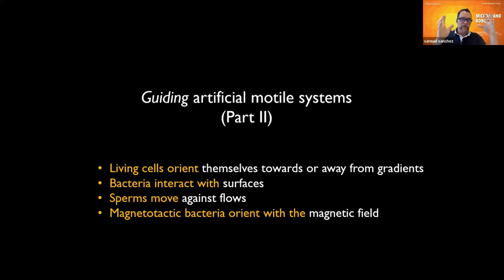So we look back into nature again. Living cells orient themselves towards chemical gradients. That's called chemotaxis. Bacteria interact with surfaces, sperm move against flows, and magnetotactic bacteria orient themselves with magnetic fields. So why not study these four different phenomena in our system? I'm not going to talk about chemotaxis. There's a lot of controversy here, whether a particle can chemotax or not. We tried ourselves, and we reported it like 10 years ago. Still, there's a lot of debate, but that would be extremely beneficial, because if they can follow the gradients, that would be really great.